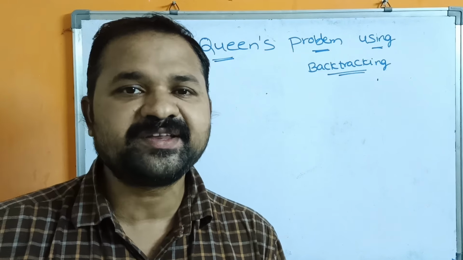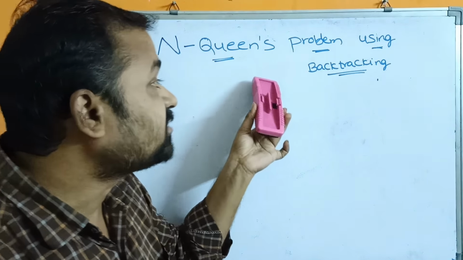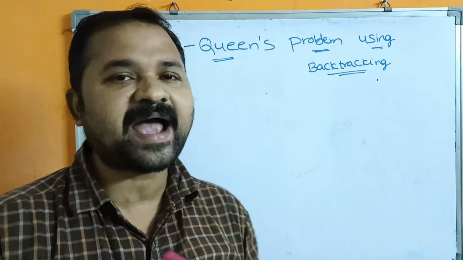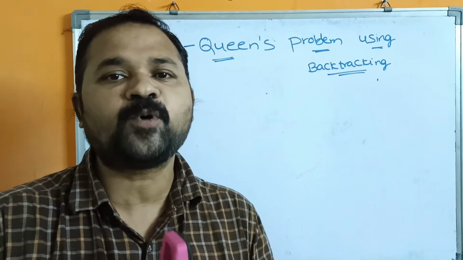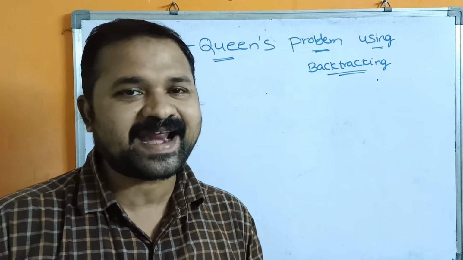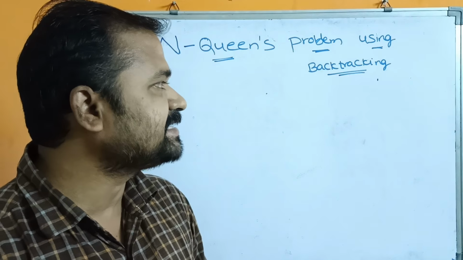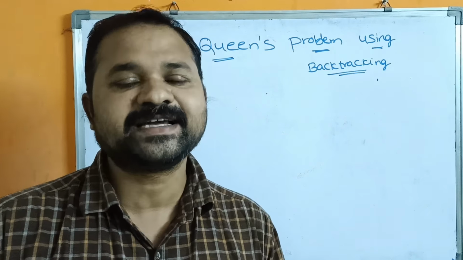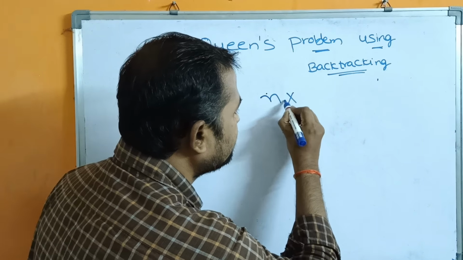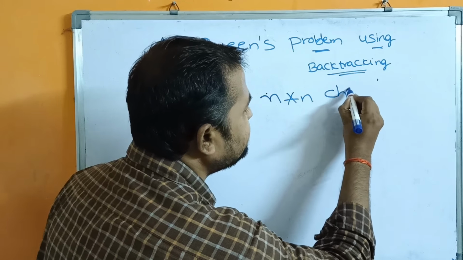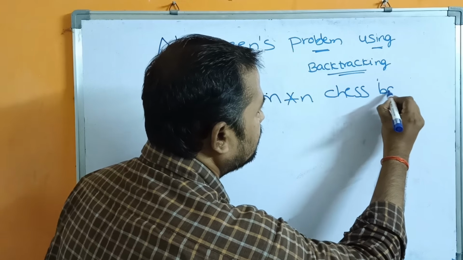In this video we are going to discuss the N-Queens problem using backtracking. The N-Queens problem is one of the important applications of backtracking. Backtracking is an algorithm design strategy. Here, let us assume that an n by n chessboard is given.